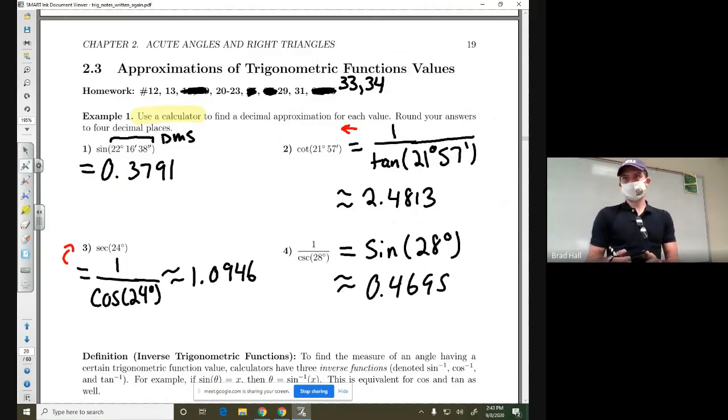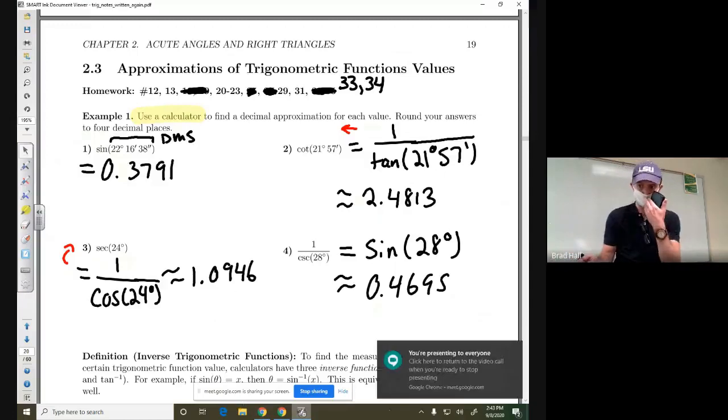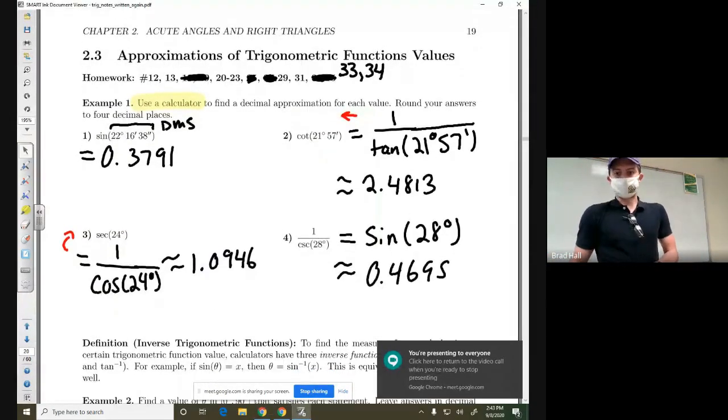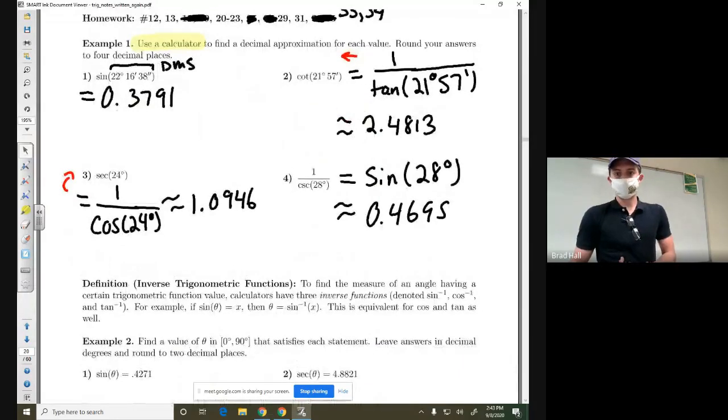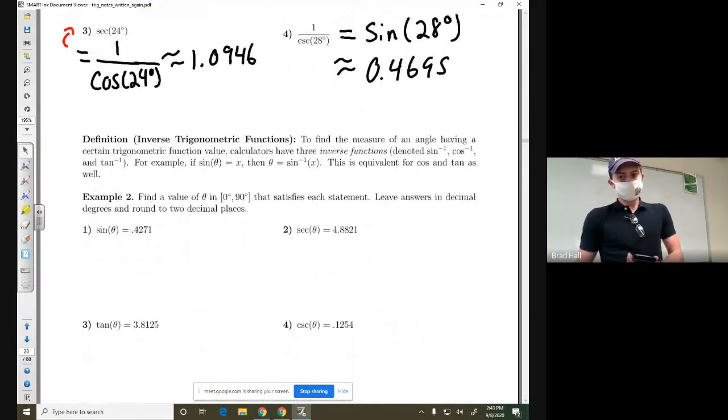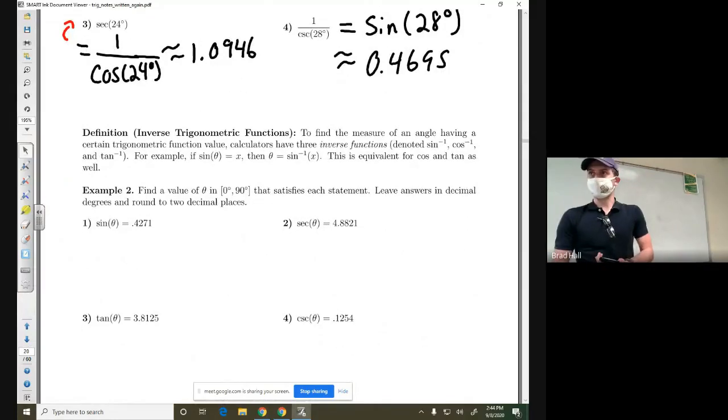Okay, so good. Just how to put it in the calculator. So if you did not get those answers, please make sure you can. But yeah, that's pretty much it for that first collection of problems. And we also move on to something that's a bit more important about the inverse trig functions.